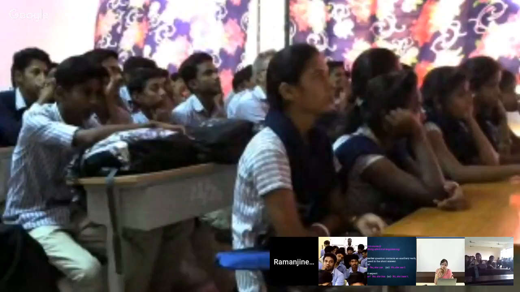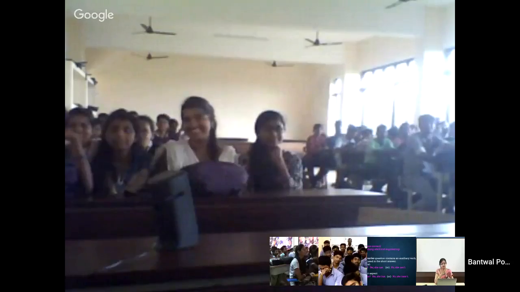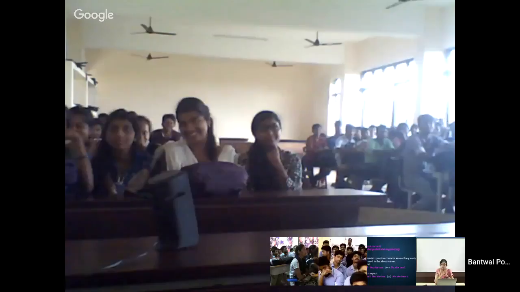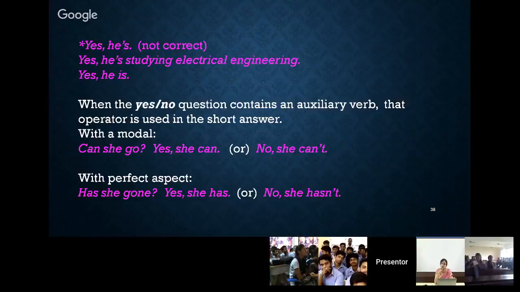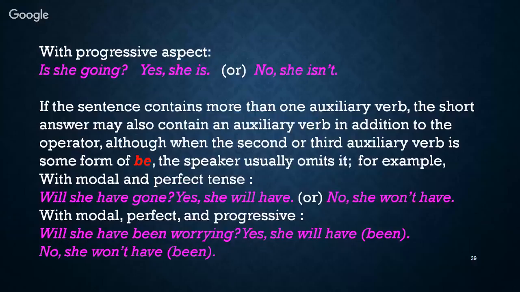When the yes-no question contains an auxiliary verb, that operator is used in the short answer. With the modal, can she go? So, can is the operating word. So, can is again used in the short form answers. Yes, she can. No, she can't. With perfect aspect, has she gone? Yes, she has. No, she hasn't. With the progressive aspect, is she going? Yes, she is. No, she isn't.